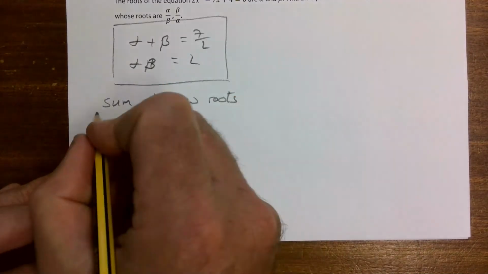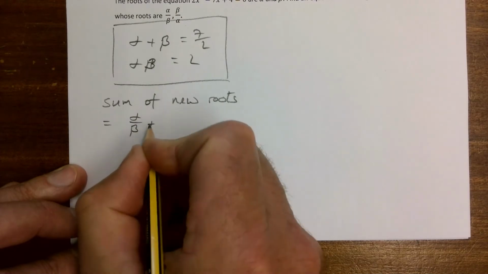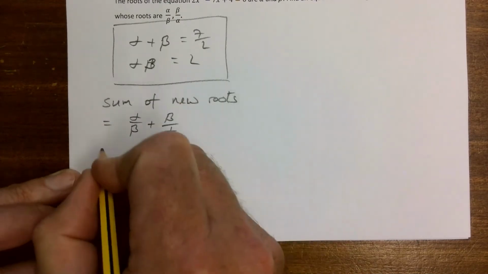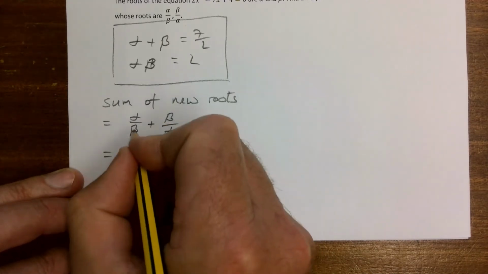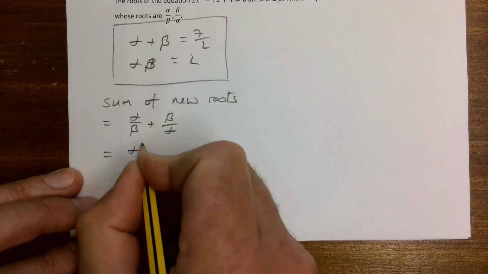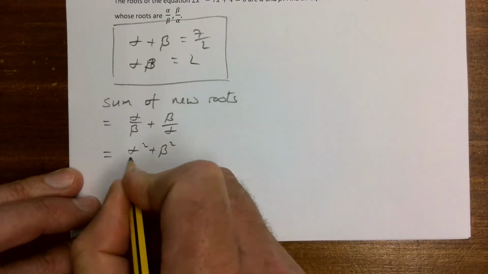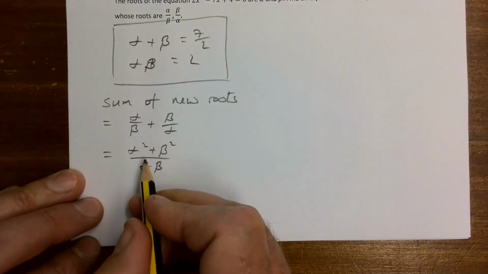So the sum of the new roots is obviously going to equal alpha over beta plus beta over alpha. Finding our common denominator here again, we're going to multiply top and bottom here by alpha, alpha squared, and top and bottom here by beta, beta squared, and then alpha beta. So that's now in a format that we can deal with.